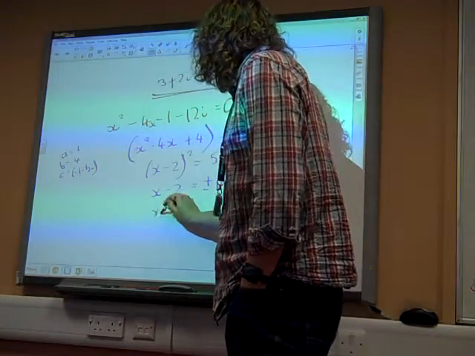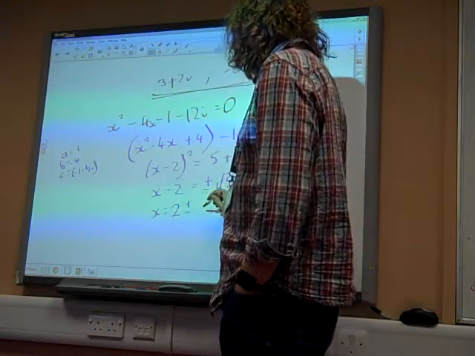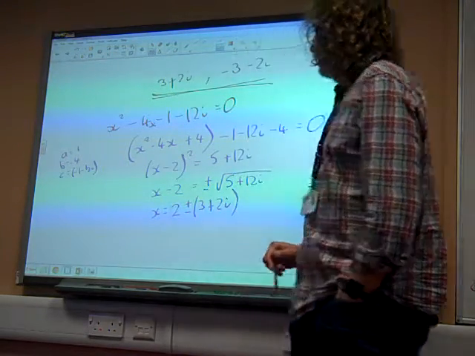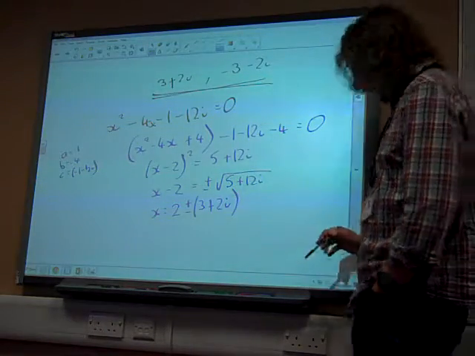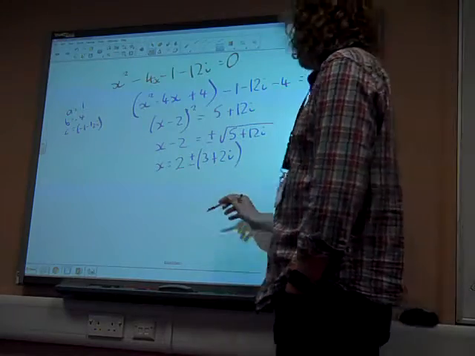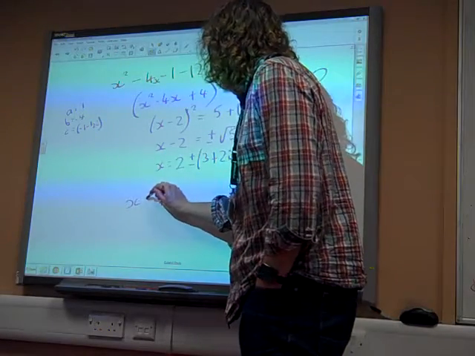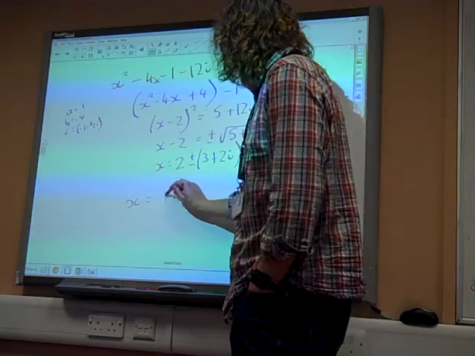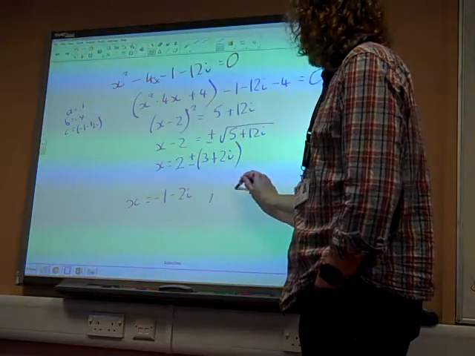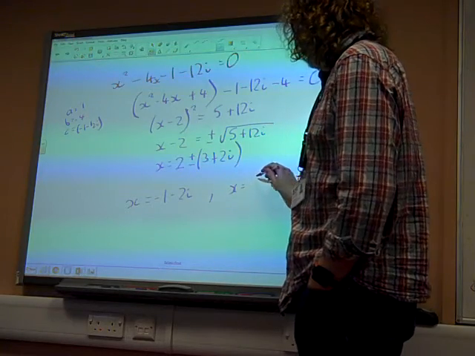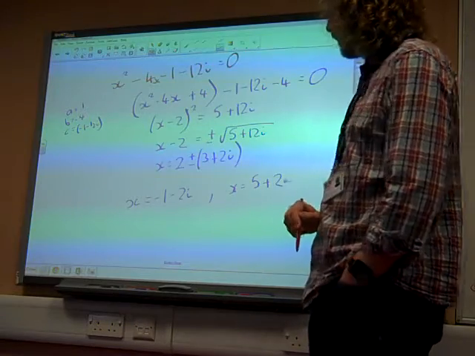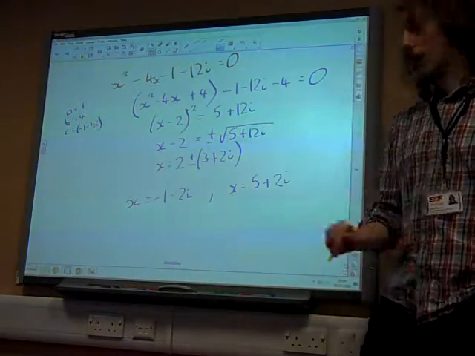So there we've got x is 2 plus or minus 3 plus 2i, because they're the roots, aren't they? And I think you got the marks for writing that, actually. I would want to tidy that up. I'd want to say that x is 2 minus 3 is -1 minus 2i, and the other one is 2 plus 3 gives us 5 plus 2i is the other one. There's our roots of the equation.